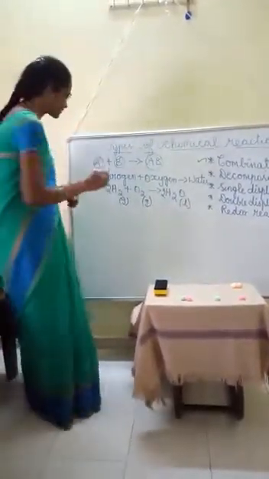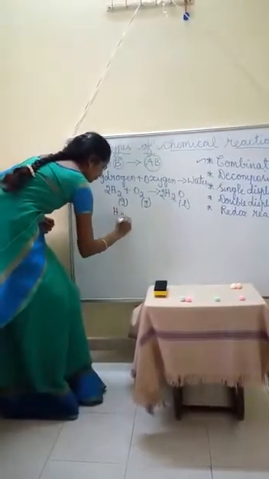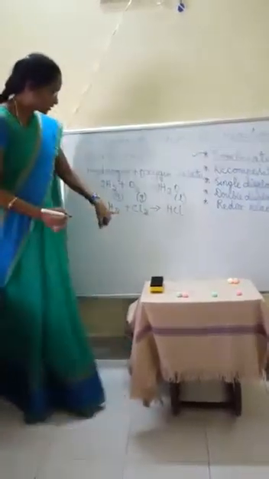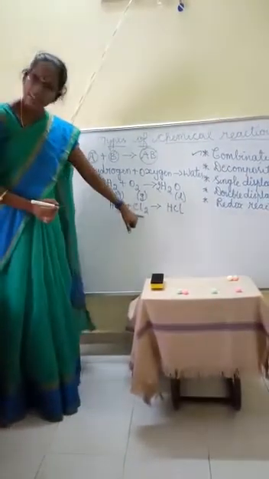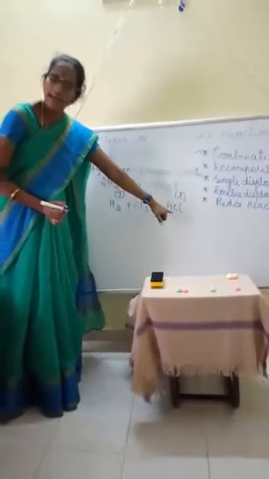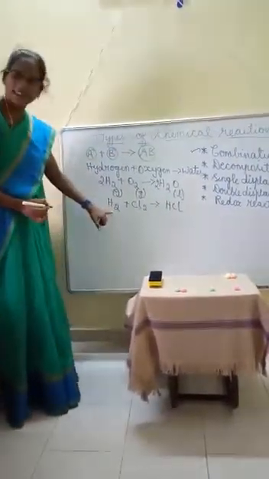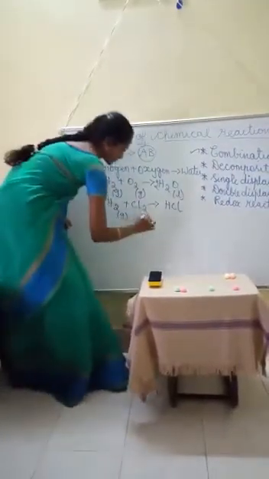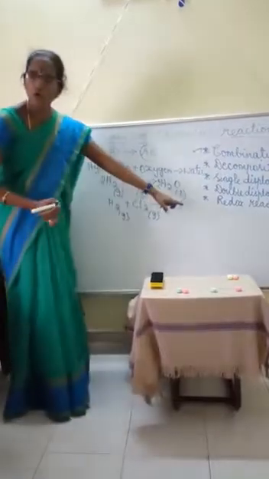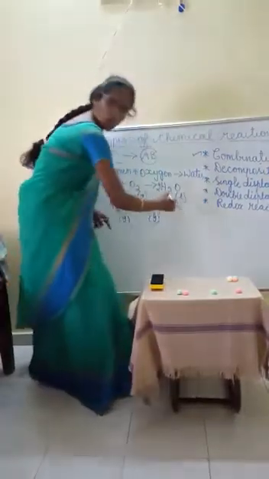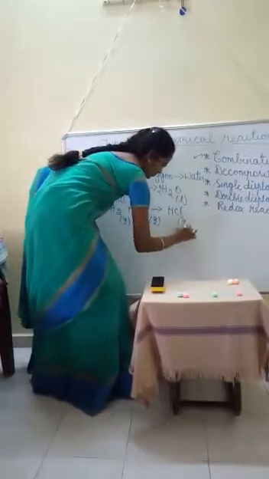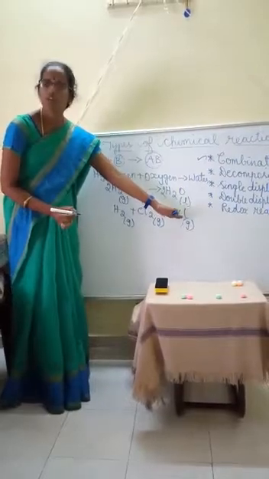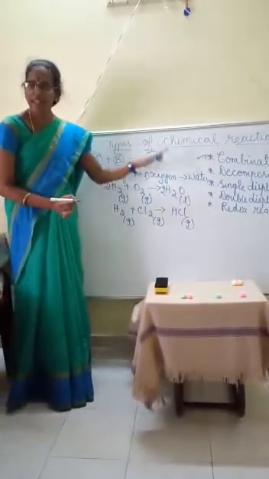One more example we can see. So this is hydrogen, which reacts with chlorine gas and forms hydrogen chloride. Hydrogen is a gas. Chlorine is a gas. And the compound hydrogen chloride, HCl, is a gas. So both the reactants react to form a compound. So this is the combination reaction.